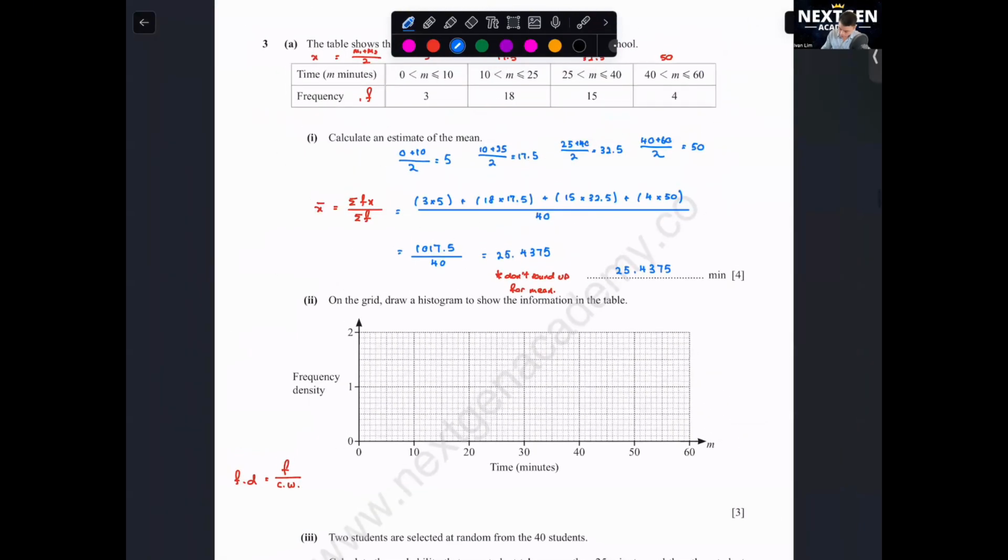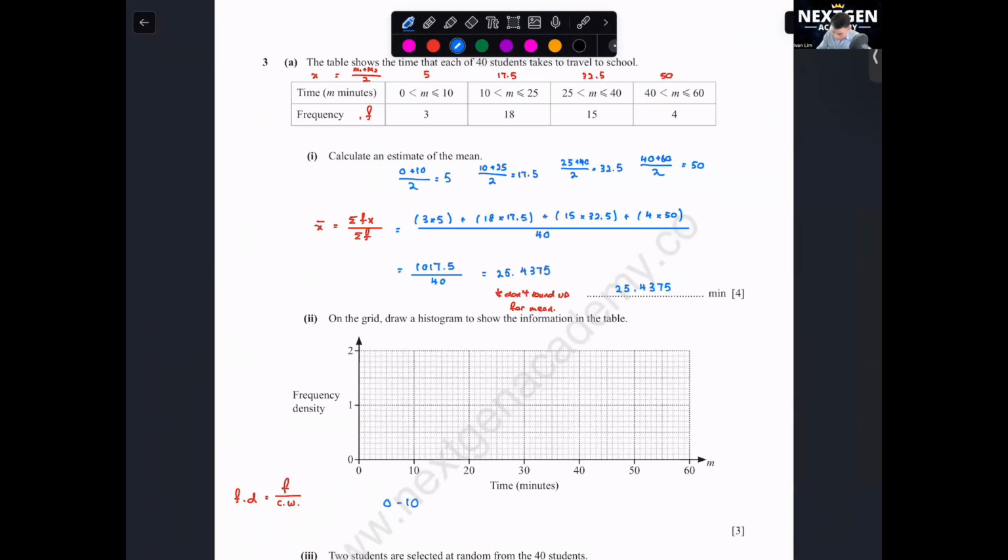So I just write down the different classes first. 10 to 25, 25 to 40, 40 to 60. Write down the working, okay? So you also can double check it. So we're going to find what is our FD value, frequency density. This one will be equal to 3 over 10, which is 0.3. Then 18 over 15, which is equal to 1.2. Then 15 over 15, which is equal to 1. Then 4 over 20, which is equal to 0.2.